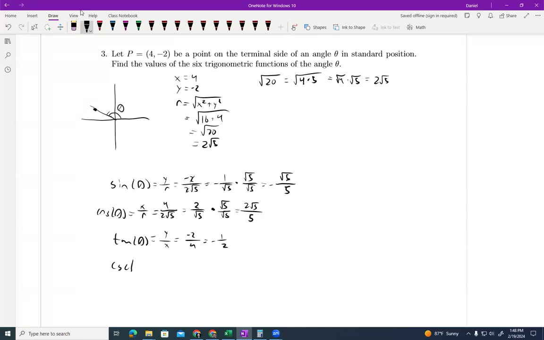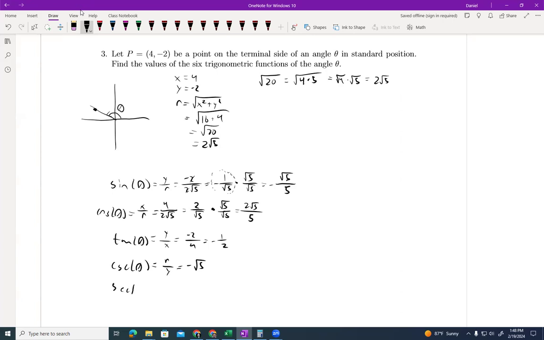We'll do cosecant of theta, which is the reciprocal of sine. So it's r divided by y. Now I can use the formulas for this and plug in my r and my y and simplify. But I have this nice form already for what sine of theta is equal to. So if I take the reciprocal of that, I'm just going to get negative square root of 5. We don't need to worry about the algebra then.